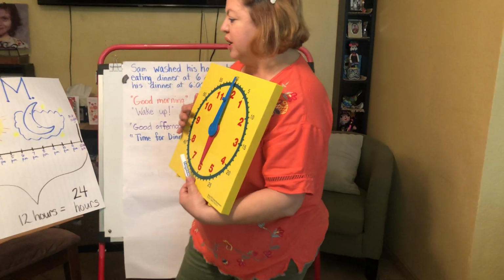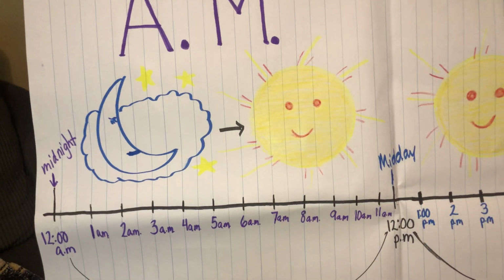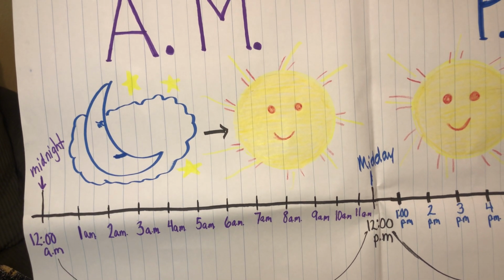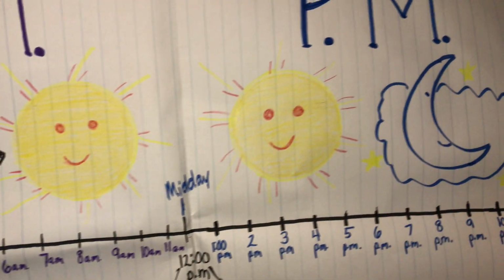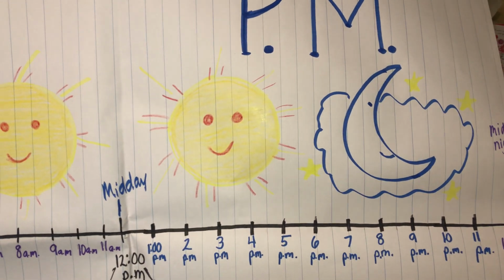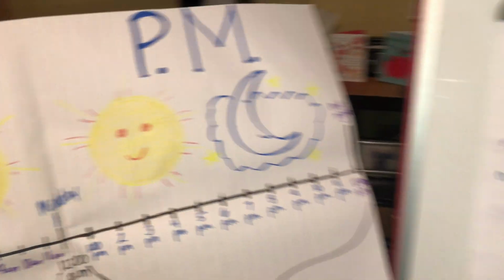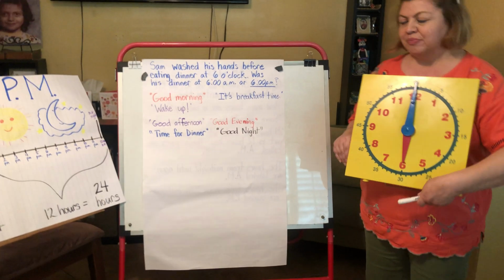And if we look over here, we see that 6 a.m., that's morning. That's when some of you might be getting up, and it wouldn't make sense to have dinner at 6 a.m. If we look over here at 6 p.m., that would be our evening already. And that is when people have dinner. So 6 p.m. is the correct answer.